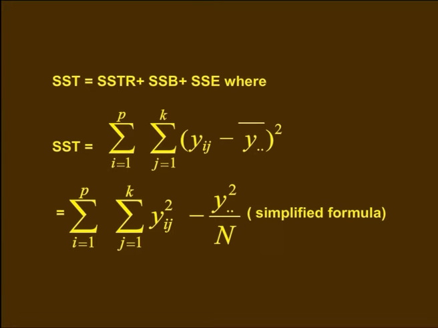Or I will write the total sum of squares as SST equal to SSTR plus SSB plus SSE, where SST is double summation i equal to 1 to p, j equal to 1 to k, (Yij minus y bar dot dot) whole square, which can be written as double summation i equal to 1 to p, summation j equal to 1 to k, Yij square minus y dot dot square by n, which is the simplified formula for computation.